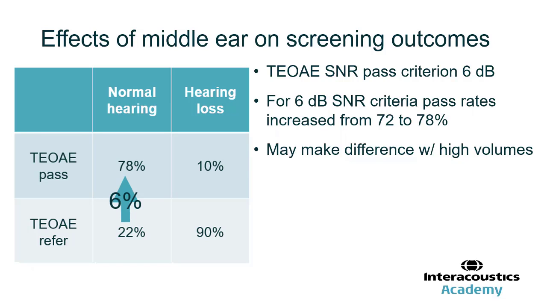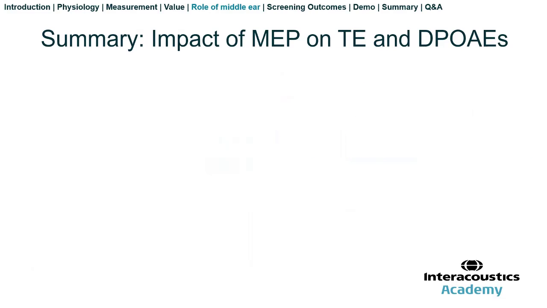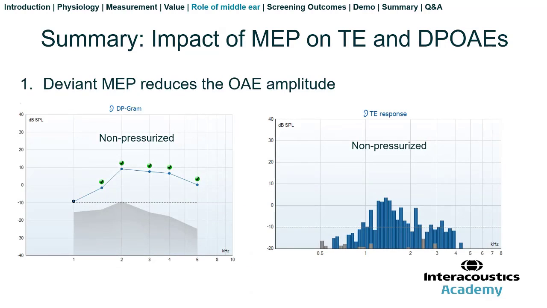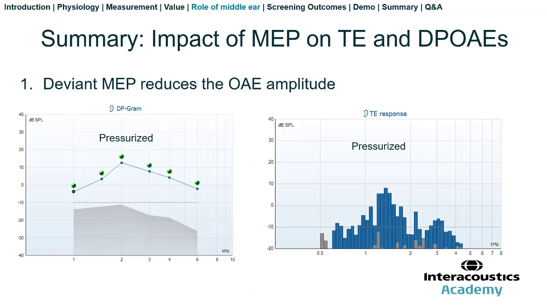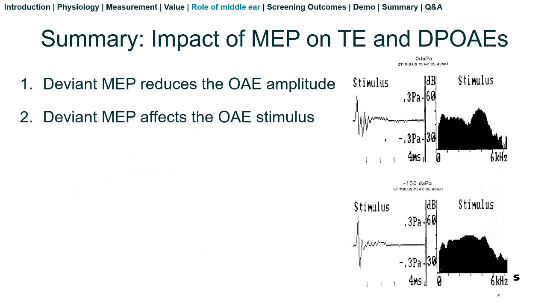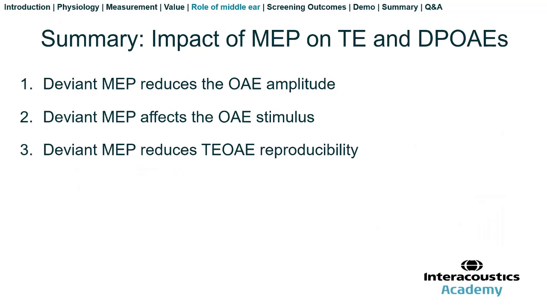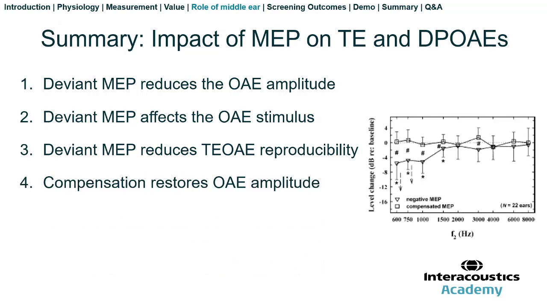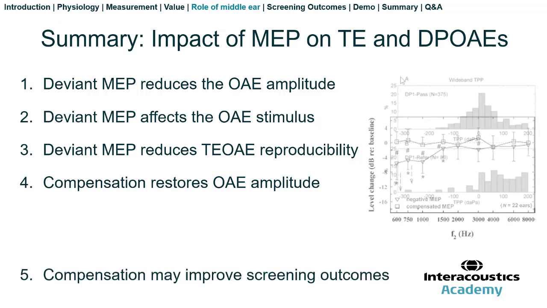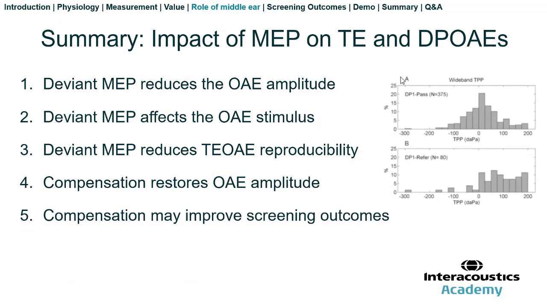So the summary of all of this information on the impact of middle ear pressure on transient evoked and distortion product emissions is that we see that deviant middle ear pressure reduces the OAE amplitude, primarily in the low frequencies. And then also deviant middle ear pressure affects the OAE stimulus. And it affects transient evoked reproducibility, and that compensation restores the OAE amplitude to baseline levels. And as a result of this, it may be that compensation would improve screening outcomes.